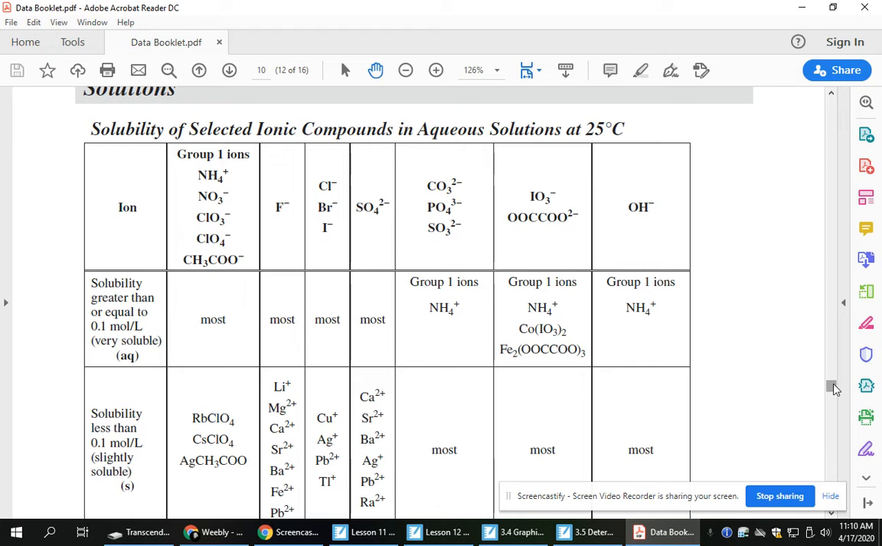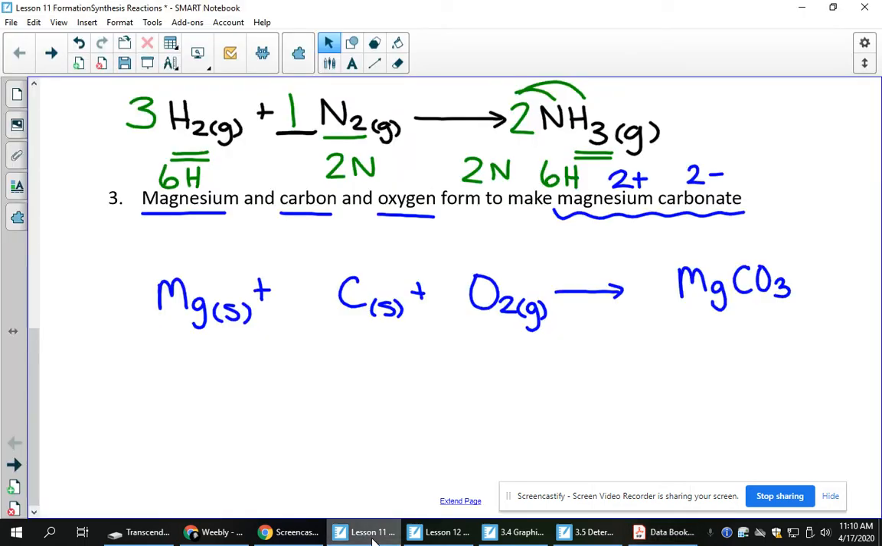So this one is not a group 1 ion. Magnesium is not NH4, so magnesium falls into the most box. If you go over to the left, the most box has a solid symbol. So magnesium carbonate in the lab would form a solid under most circumstances. There's our skeletal equation. Now we have to balance it.